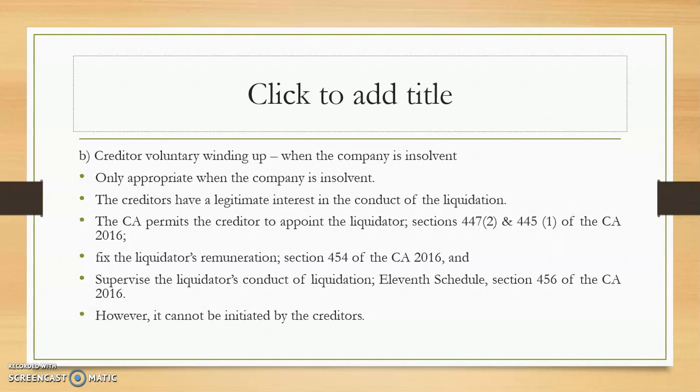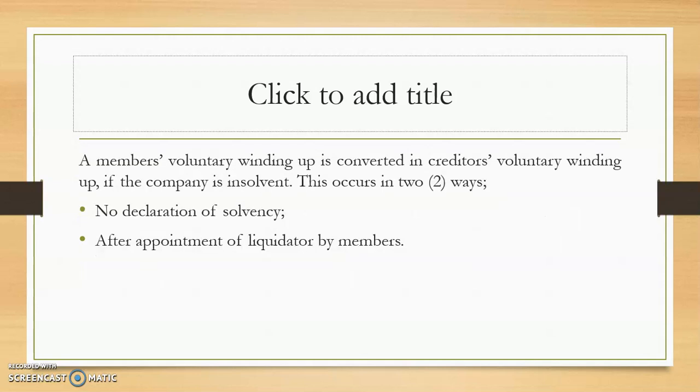However, it cannot be initiated by the creditor. Although it is called creditor's voluntary winding up, okay, it can only be initiated by the company. The reason why they call it creditor is because the company is insolvent and the creditors have legitimate interests over the affairs of the company, particularly if they want the company to pay their fees. So, a member voluntary winding up is converted into creditor's voluntary winding up the moment they find that the company is actually insolvent.